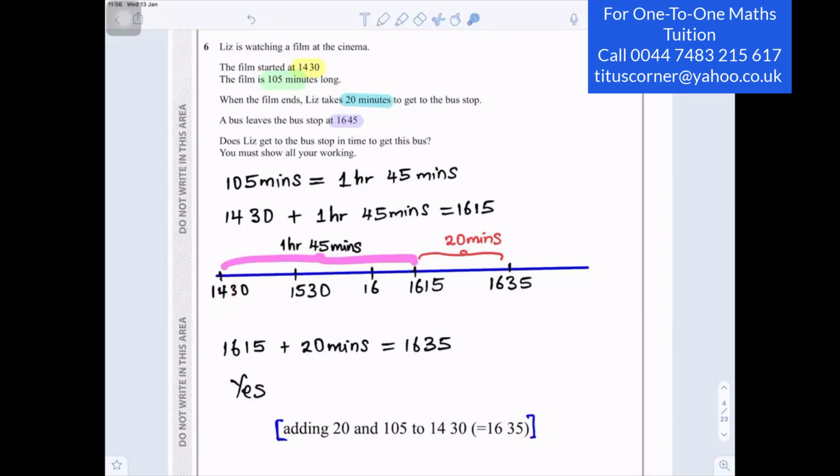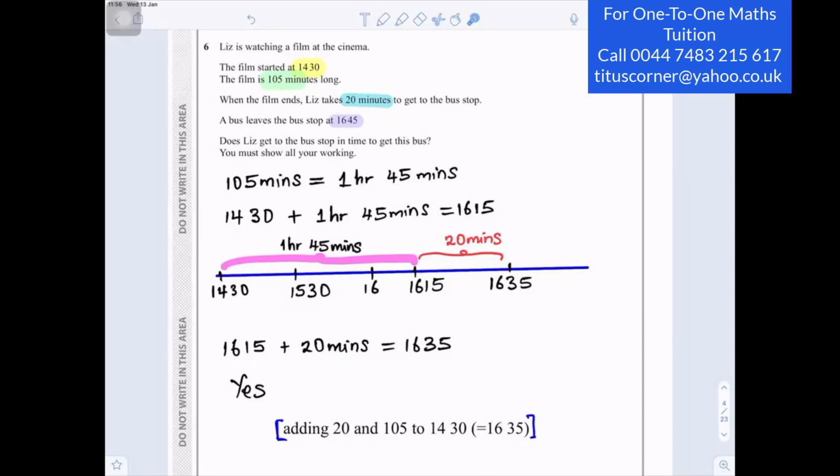You add 1 hour 45 minutes, you get to 16:15. And then when the film ends, it takes Liz 20 minutes. So you add 20 minutes plus 16:15. At the end of the film, at 4:15, you add 20 minutes. That takes you to 16:35. So 16:15 plus 20 minutes is 16:35.